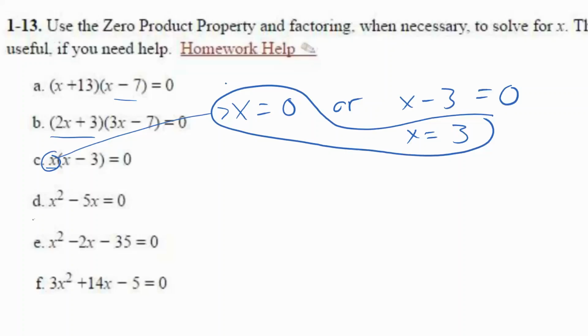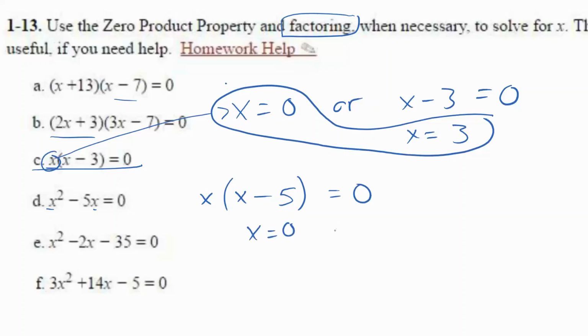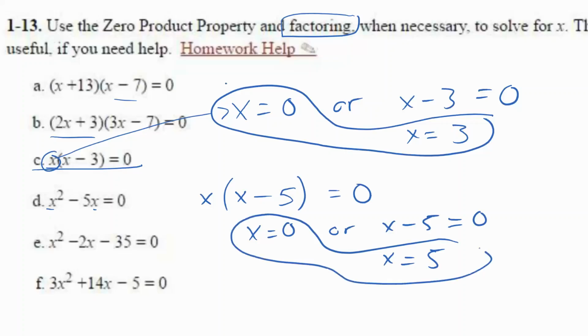Now in D, we want to make it look like it looked in C. So we've got this x in common, so we can factor out the greatest common factor of x. When I take an x out of x squared, I'm left with x. When I take an x out of 5x, I'm left with 5. So now it's almost the same problem as C. So x equals 0 or x minus 5 equals 0, which would mean x equals 5.